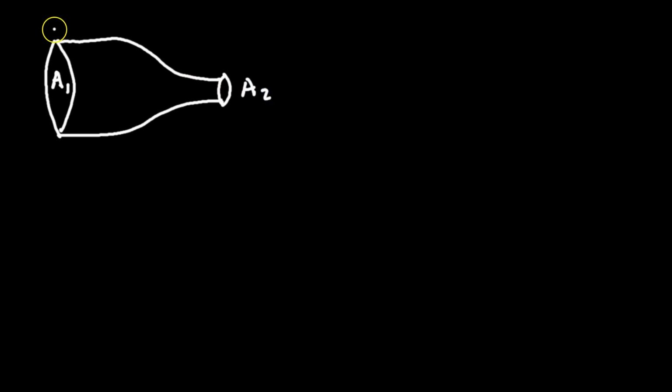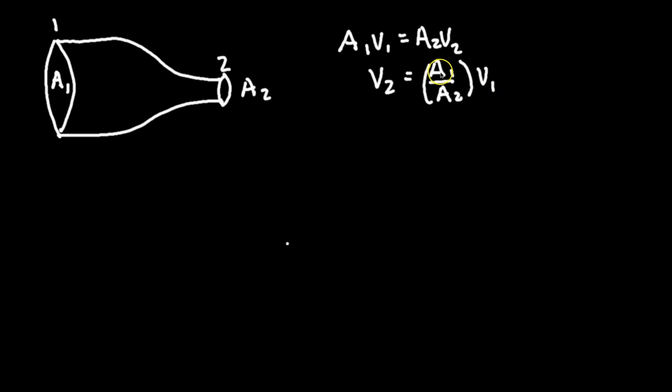Now let's take a look at a continuity equation problem. We have some water that's flowing through a horizontal pipe, and at point 1, we have a cross-sectional area of A1 and the water speed is V1. At point 2, we have a cross-sectional area of A2, and we want to find the water speed V2, which is the water speed at point 2. The continuity equation states that A1 V1 is equal to A2 times V2. To solve for V2, we're going to divide A2 on both sides, and we get that V2 is equal to A1 divided by A2 times V1.